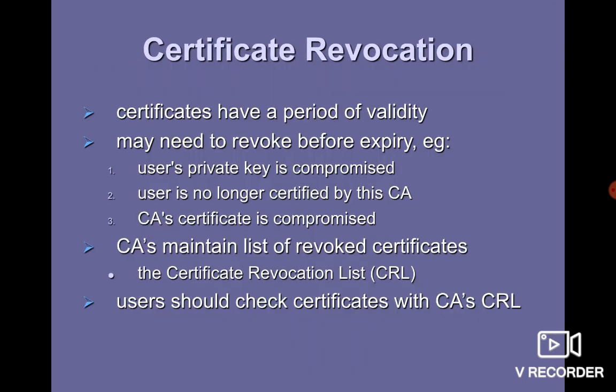When do we need to revoke a certificate? When the period of validity has expired, we have to revoke the certificate. If the user's private key is known to another person, that is, if it is compromised, then we have to apply for a new certificate. If the user is no longer certified by a certification authority, at that time also you have to revoke the certificate. So what is the certificate revocation list? A list of revoked certificates is maintained in a list called the certificate revocation list. Users should check certificates against the CA's certificate revocation list.